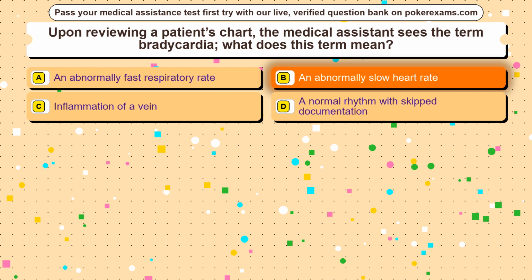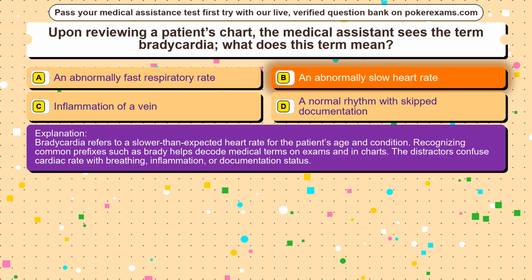The correct answer is option B, an abnormally slow heart rate. Bradycardia refers to a slower than expected heart rate for the patient's age and condition. Recognizing common prefixes such as Brady helps decode medical terms on exams and in charts. The distractors confuse cardiac rate with breathing, inflammation, or documentation status.